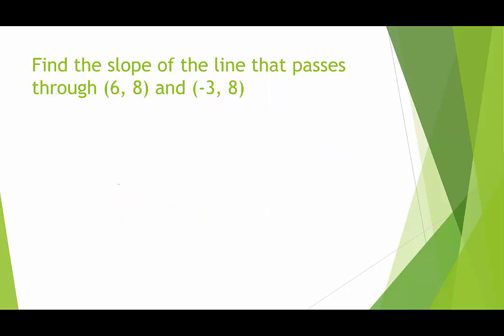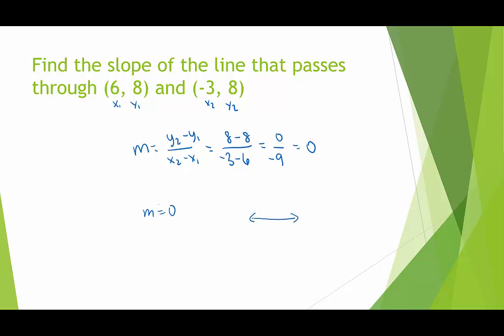In this example, again, I'm going to label x2, y2, and the slope of the line, y2 minus y1 over x2 minus x1. Plugging in, we get 8 minus 8 in the numerator, negative 3 minus 6 in the denominator. In the numerator, we get 0. In the denominator, we get negative 9. So this ends up being a 0 slope, which is okay. That is an actual value, and that indicates that we do have a horizontal line. So having a slope that is equal to 0 is a horizontal line.